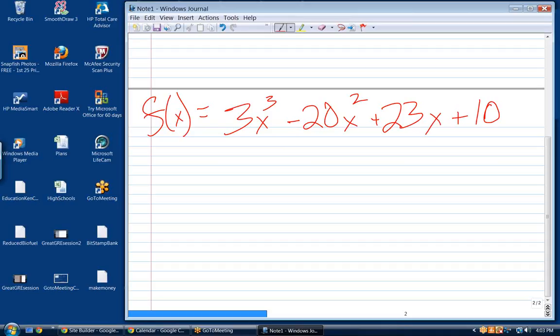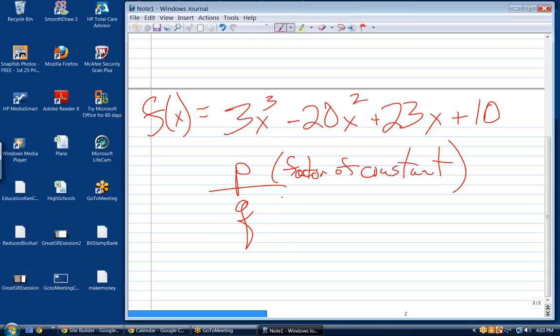The rational factor theorem says that if there is a rational zero, its numerator, p, will be a factor of the constant, and its denominator will be a factor of the leading coefficient of the highest term. So p has to be a factor of 10 and q has to be a factor of 3. So let's list our possible p's.